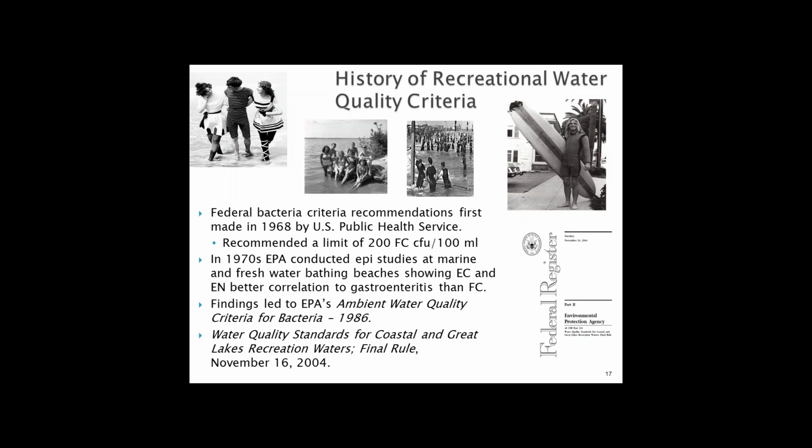And these findings led to publication of EPA's ambient water quality criteria for bacteria document, which I'll refer to as the '86 criteria. It's going to give you a little history on that criteria development. And then, 18 years later, EPA promulgated a rule which requires that those fecal indicators be used at all coastal recreation waters in the U.S.